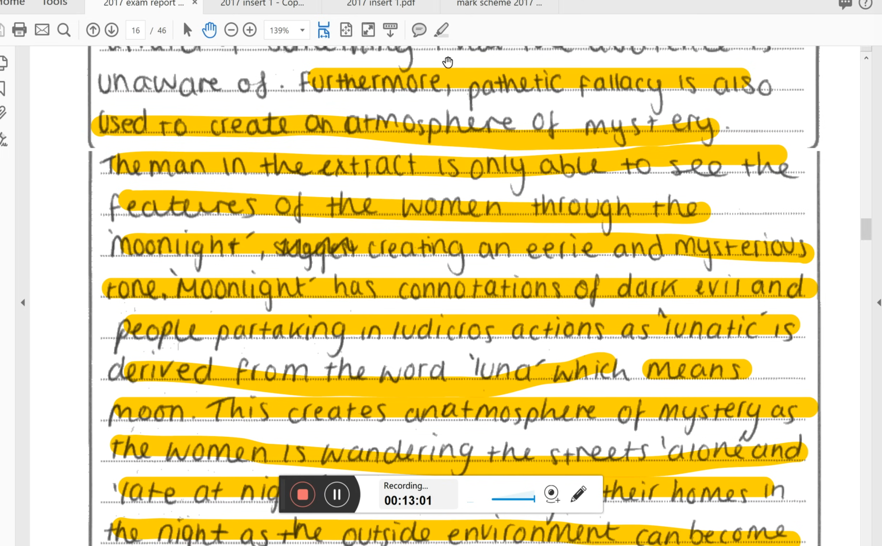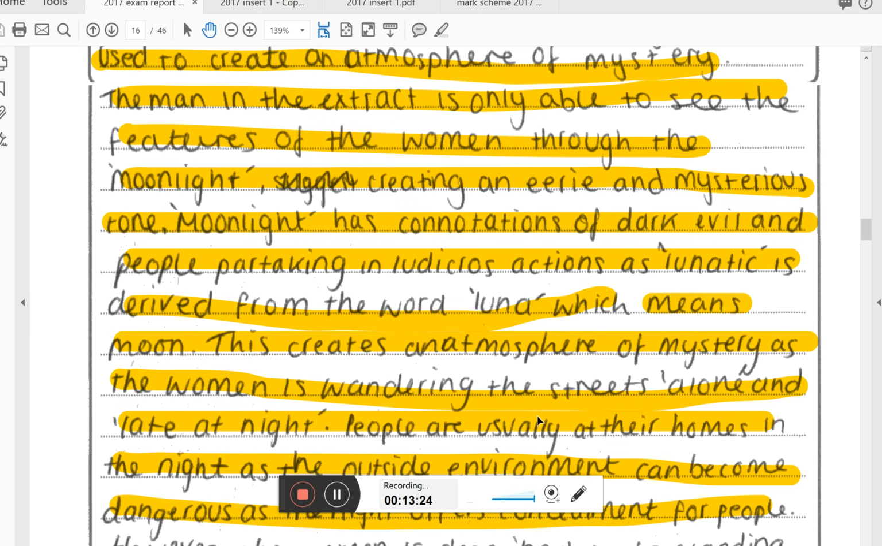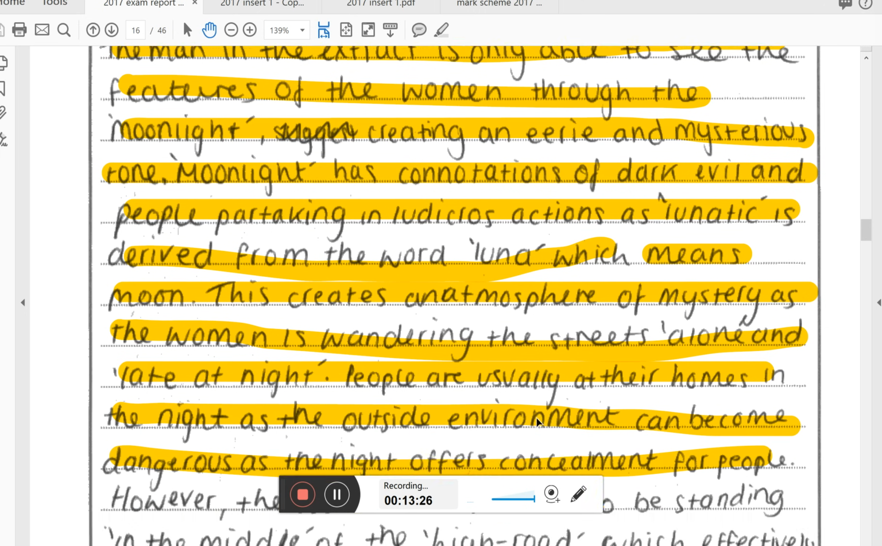So here they go. "Furthermore, pathetic fallacies also used to create an atmosphere of mystery. The man in the extract is only able to see the features of the woman through the moonlight, creating an eerie and mysterious tone. Moonlight has connotations of dark, evil, and people partaking in ludicrous actions, as lunatic is derived from the word lunar, which means moon. This creates an atmosphere of mystery as the woman is wandering the streets alone and late at night. People are usually at homes in the night, as the outside environment can become dangerous in the night, offers concealment for people."